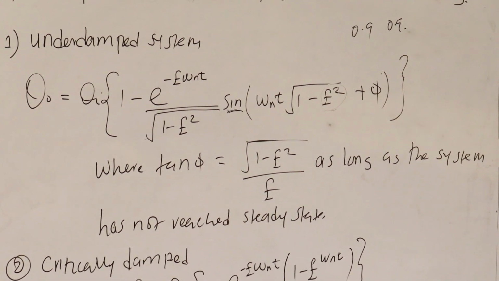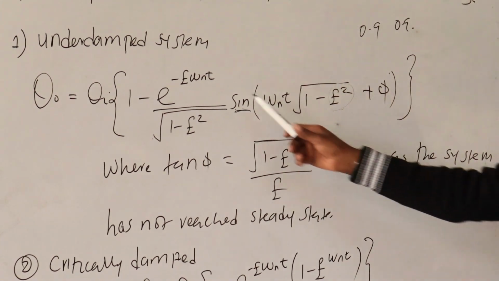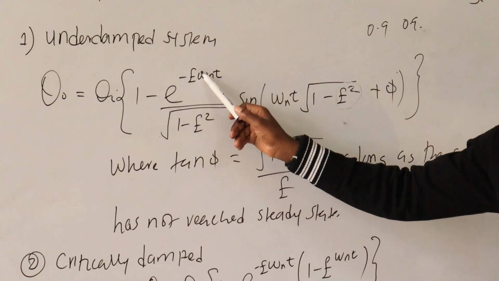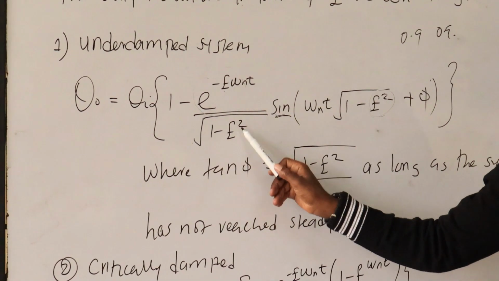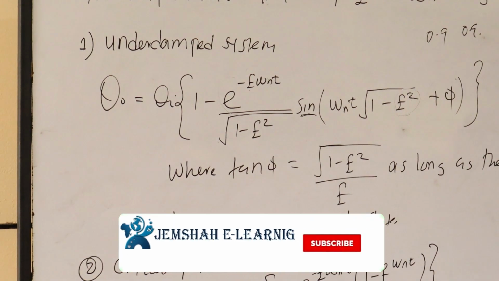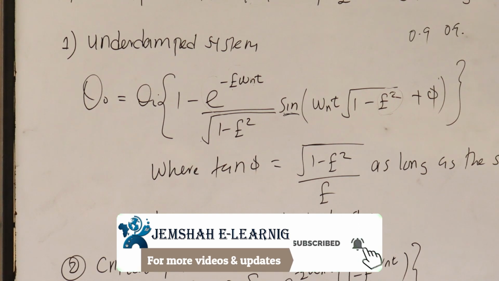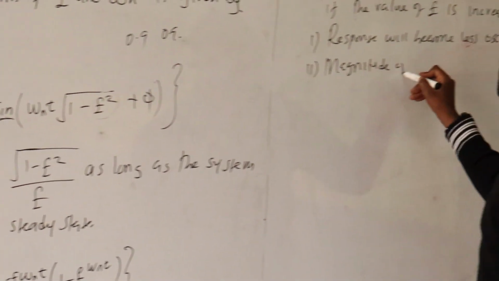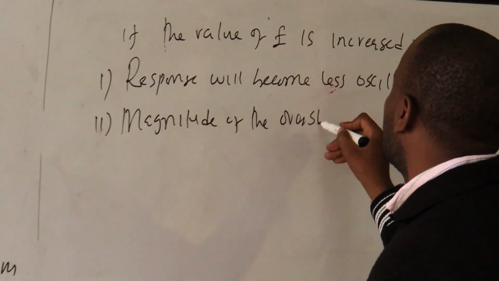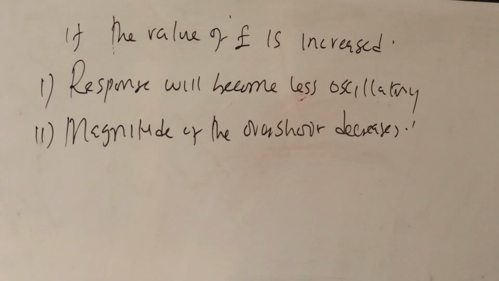Then the magnitude of the overshoot will also decrease. What is responsible for the overshoot is this term, and therefore when you increase the value of zeta, the value here will decrease, and if the value decreases, then it means that the magnitude of the overshoot decreases. So number two, the magnitude of the overshoot decreases.